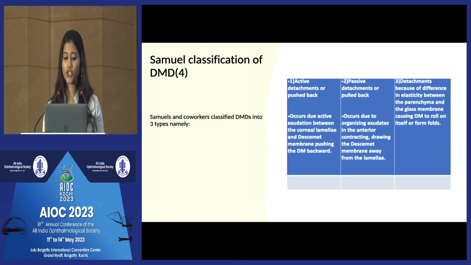And then there are detachments because of the difference in elasticity between the stromal parenchyma and the glass membrane, causing the Descemet's membrane to roll on itself or form folds.